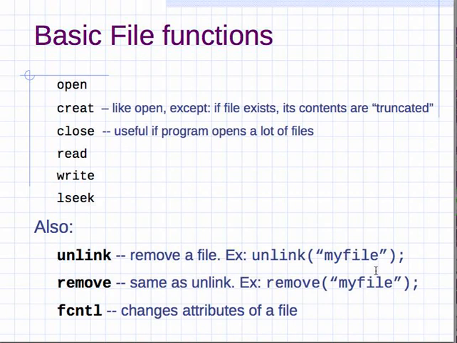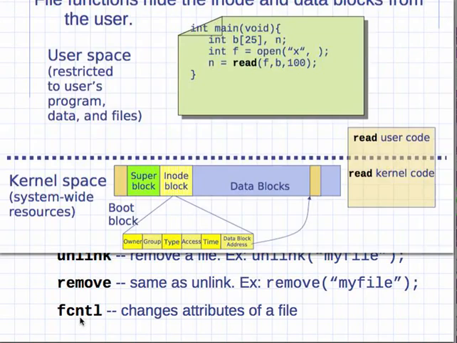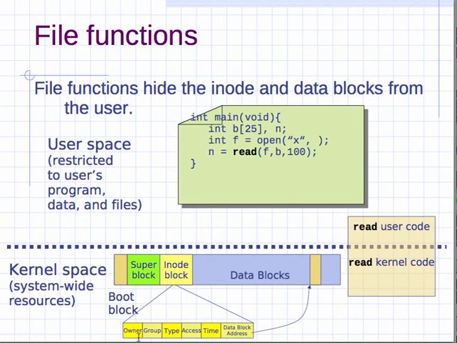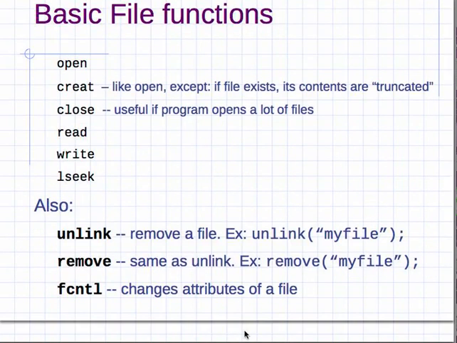There's also some other file functions that we will not use that much, but they are available. Unlink all it does is remove a file. So you just call unlink with a file name, and it removes the file. Remove is the same as unlink. Unlink is usually what's used, but you can also use the remove function. And then there's fcntl, which changes the attributes of a file. What are attributes of a file? It's all of the things that you can access using, for example, the stat command or the stat file system command.